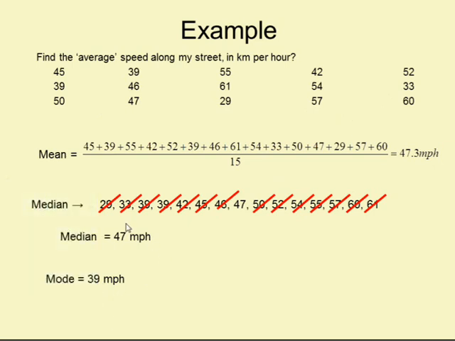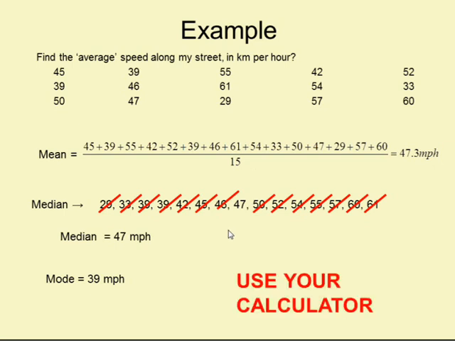So 47 or 47.3 would be a good average. Okay, this is a lot of work, adding up all those numbers and dividing by 15, and writing a lot of numbers in order. Use your calculator to work out mean and median. I'm not going to show you that in this video, but I will show you later on.